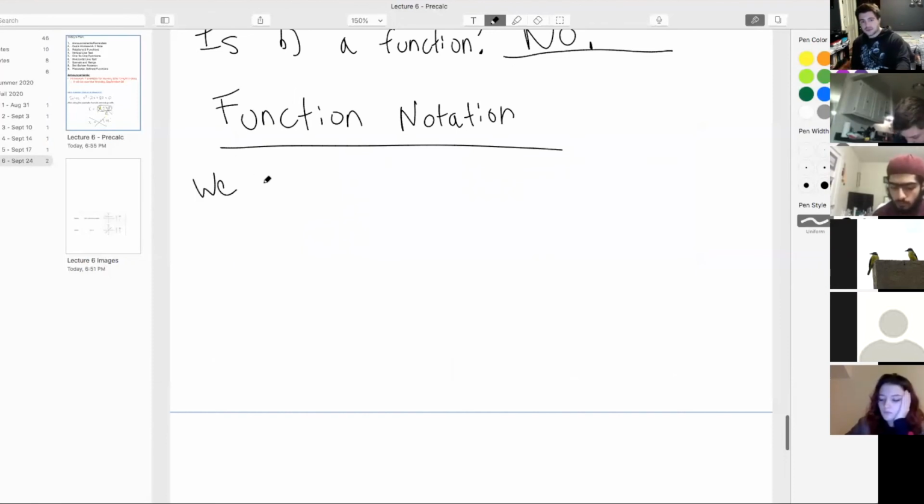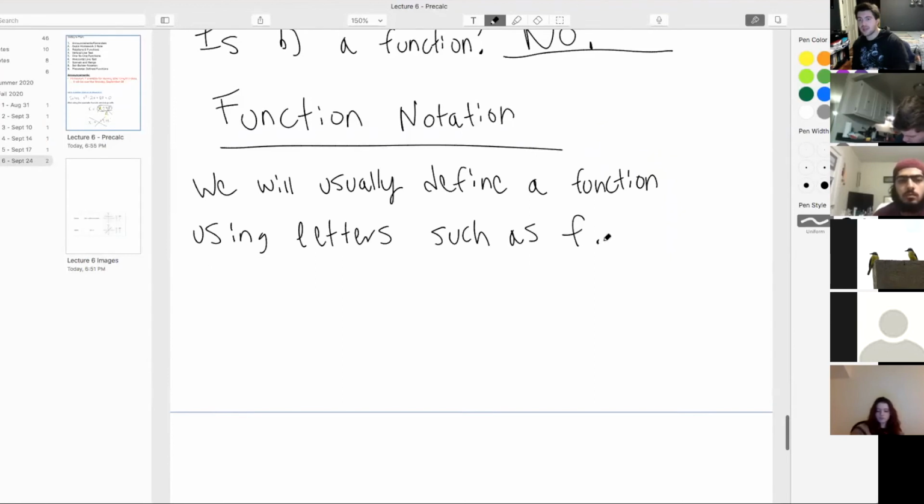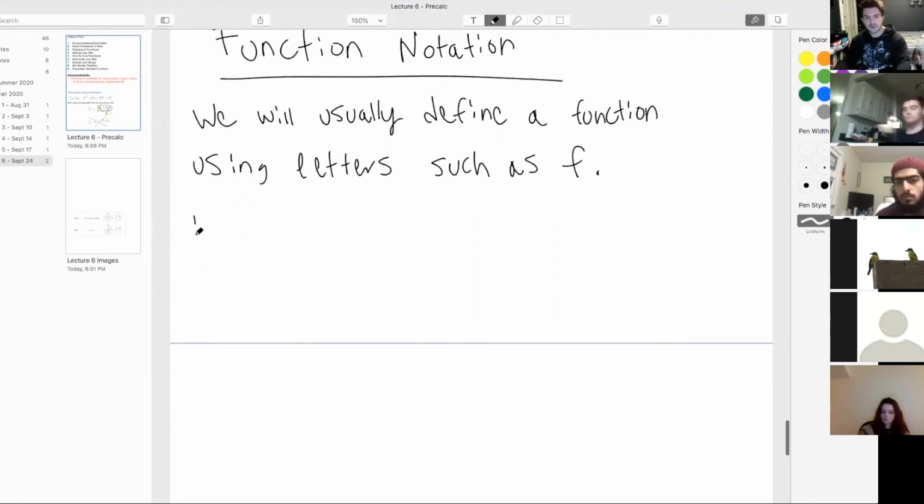We will usually define a function using letters such as F. That's just conventionally what we use to denote a function. We'll use the letter F. It doesn't have to be F. It can be G, H as well. But if the letter F is not being used, I'll most likely use F to denote a function. Let's see what that looks like.